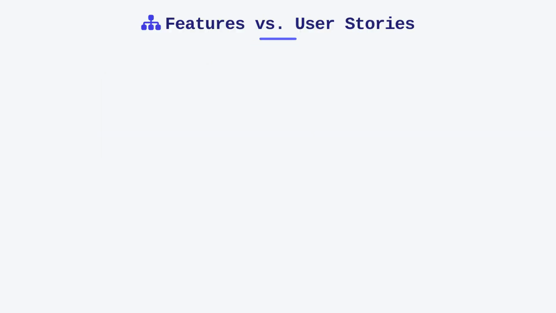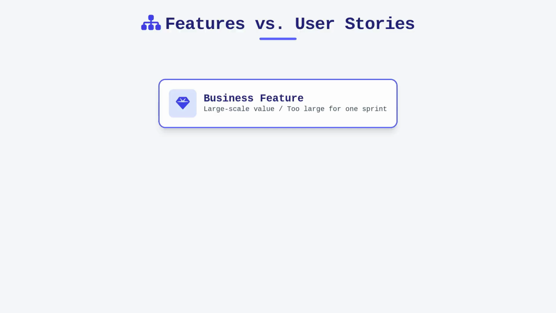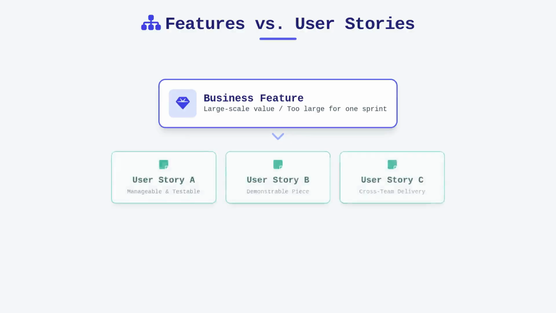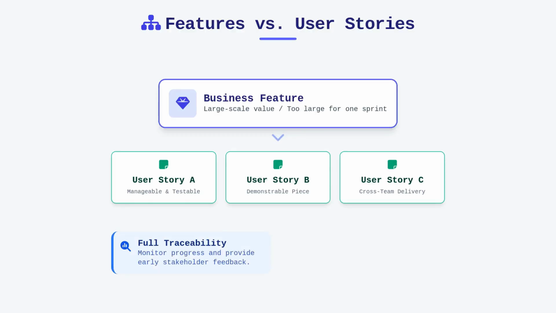The relationship between features and user stories is hierarchical but remains deeply connected through the decomposition process. A single feature is generally too large for a single team to complete in a sprint, so it is decomposed into several user stories that cross multiple teams or iterations. This decomposition ensures that the large-scale value requested by the business is broken down into manageable, testable, and demonstrable pieces of functionality. By maintaining this traceability from the feature level down to the team backlog, we can monitor progress more effectively and provide early feedback to stakeholders.